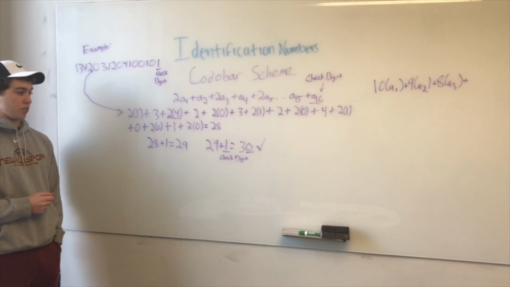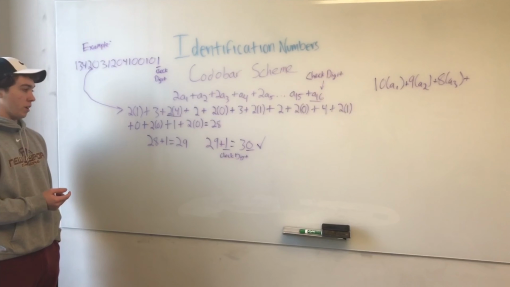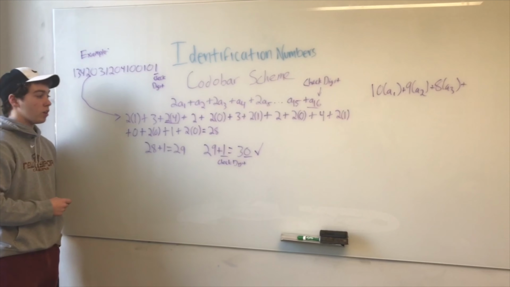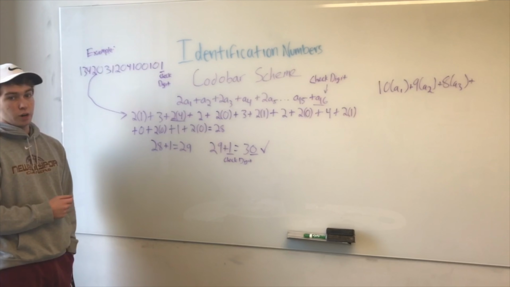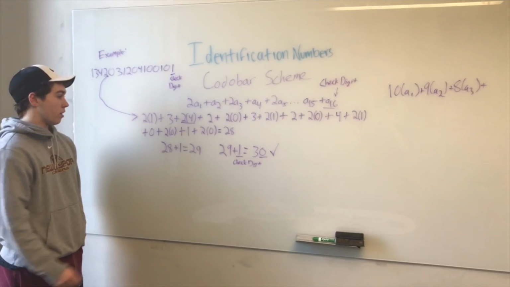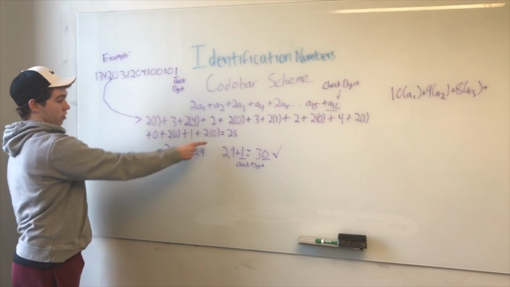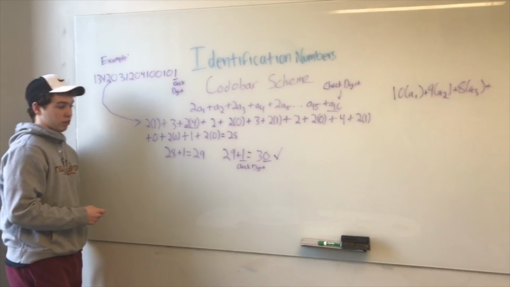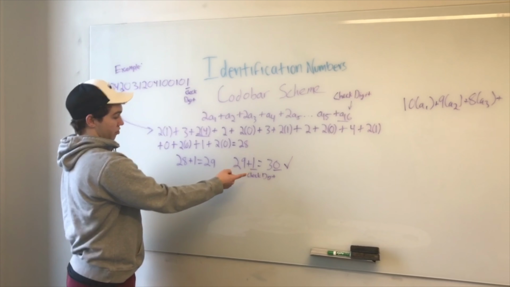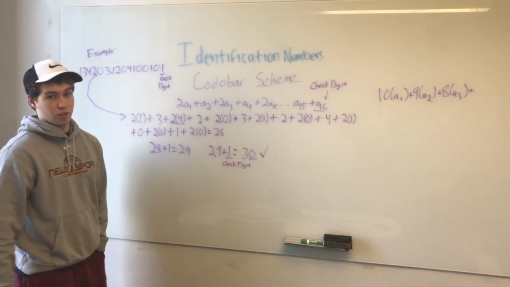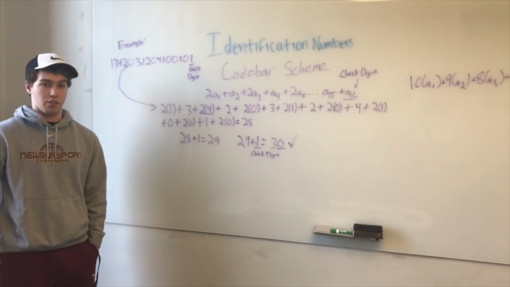Now normally you just add the check digit to that and you'd be done. But for the Caballero scheme, you also have to add every instance where a number in the odd position exceeded 4. There's only one case of that here, with 2 times 4 being 8. So you add the one instance to the final number here and you get 29. Then you get the check digit of 1 because 29 plus 1 equals 30, which is divisible by 10, and it ends in 0.